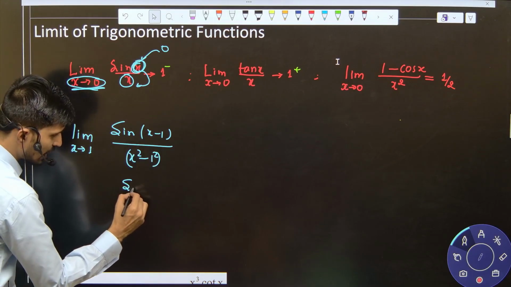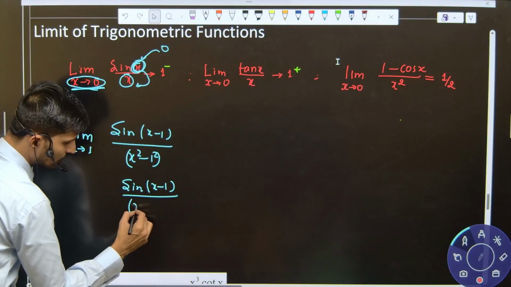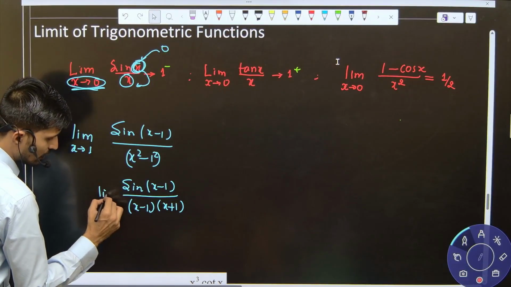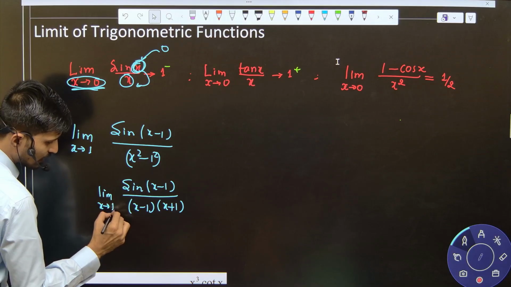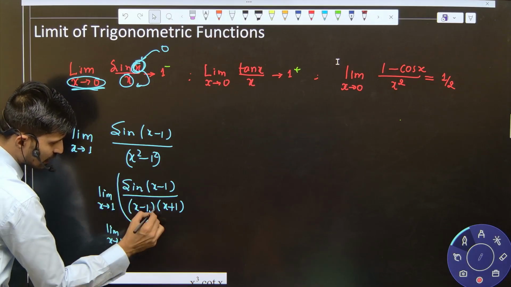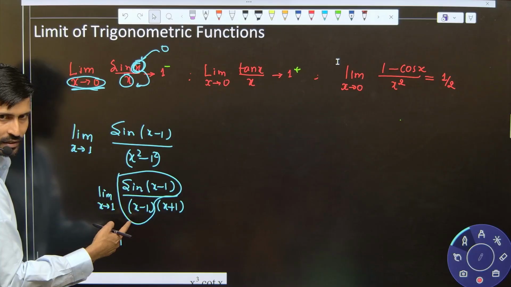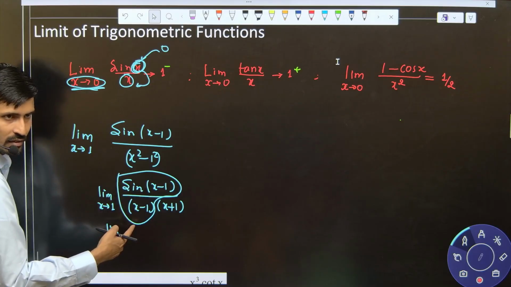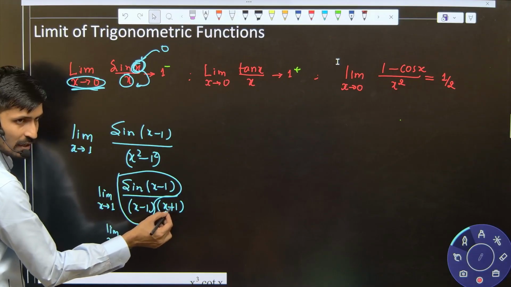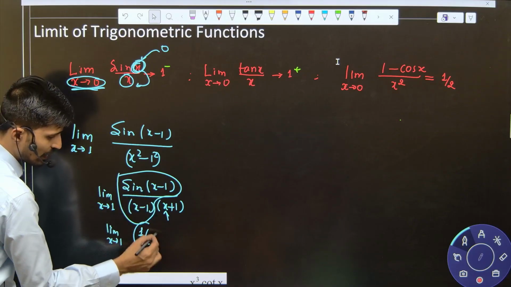So this will become sine of x minus 1 upon x minus 1 into x plus 1, limit x tends to 1. Now we'll write limit x tends to 1. See this. Now on this the formula will work, and that will become 1. And what is x? 1. This 1 plus 1, 2. And this is 1. The answer will become 1 by 2.